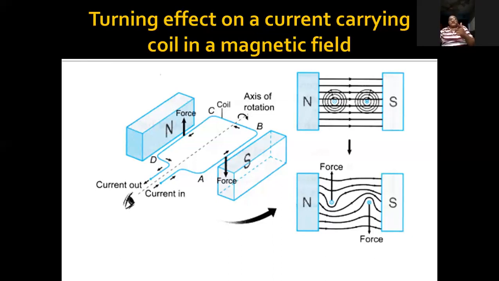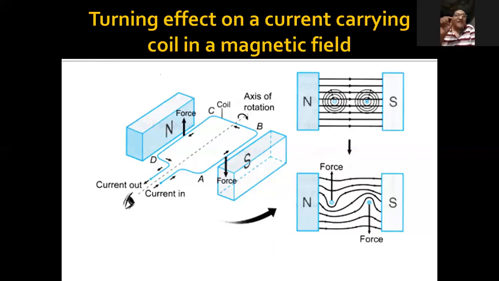FBI, left-hand rule. This is my left hand. The magnetic field is from north to south. The current is going from A to B. It is going away from me. My thumb is pointing downward. It means that the side AB will experience a force in the downward direction.